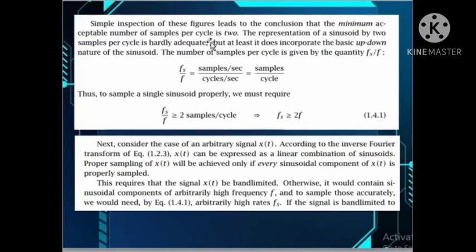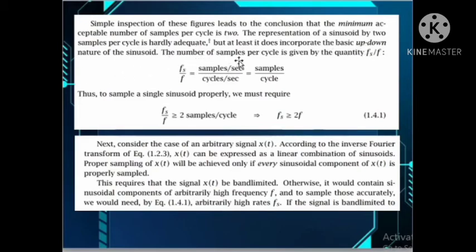Simple inspection of these figures leads to the conclusion that the minimum acceptable number of samples per cycle is 2. Remember that. The representation of a sinusoid by 2 samples per cycle is hardly adequate, but at least it does not miss the basic up-down nature of the sinusoid.